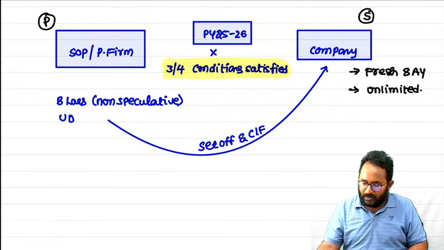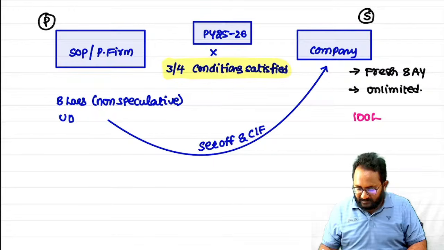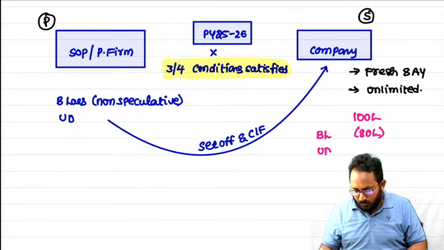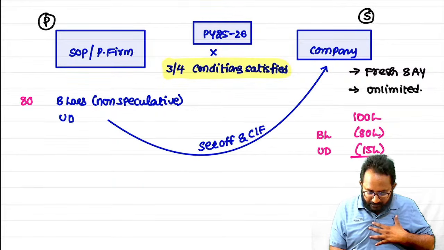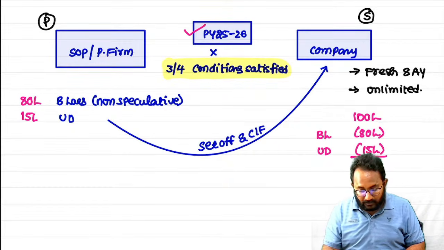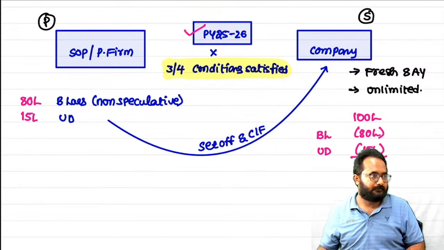Yes, you have a bumper profit of 100 lakh. Now the business loss, we set off 80 lakh. Unabsorbed depreciation, you set off 15 lakh. Now you paid the tax only on how much? That means the business loss of 80 lakh and the 15 lakh unabsorbed depreciation, entire things you set off in this year, and you paid tax only on 5 lakh.